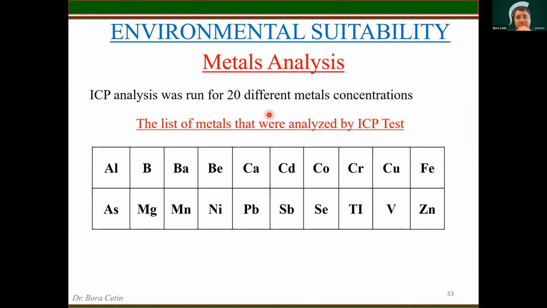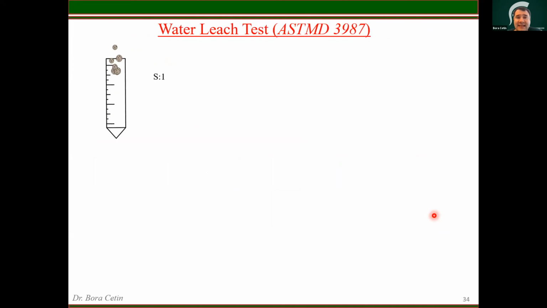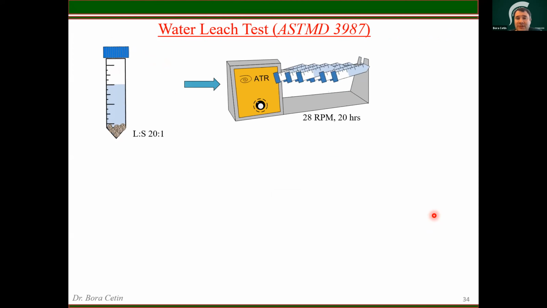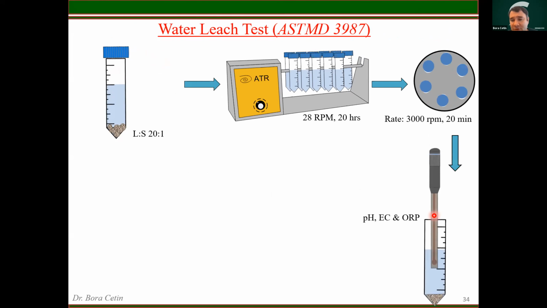An initial list of metals was analyzed, and the RCAs that we studied specifically had metal concentrations above the detection limits for calcium, chromium, copper, iron, and zinc. So our main focus was on these elements leaching from RCAs, and this is the batch leach test method that we use. We compact them at a liquid to solid ratio of 20:1. We rotate them at a certain RPM for a certain time, and we centrifuge them so we can have the supernatant, so we can filter it much easier.